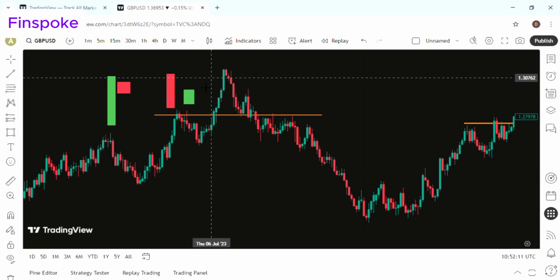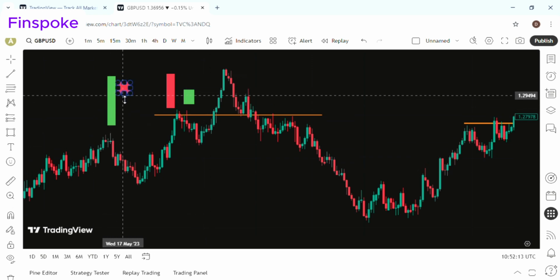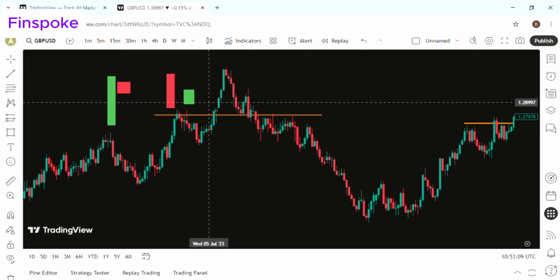Now, I want you to understand that this is a period of indecision, a period of consolidation, a period in which something is being built up. So the market is actually telling you, wait. That's the psychology behind this price action too. Let's see it in a chart.